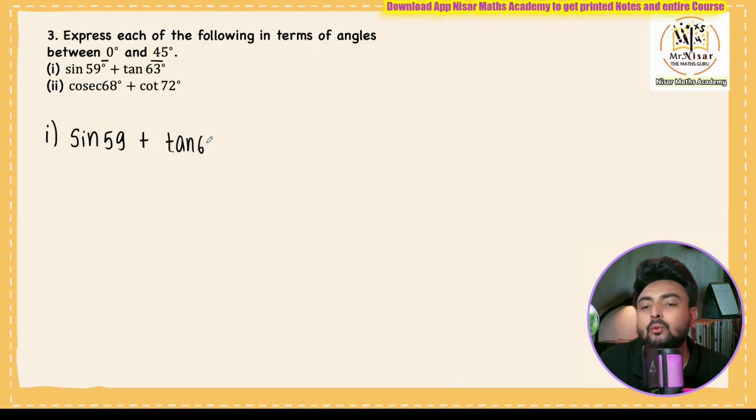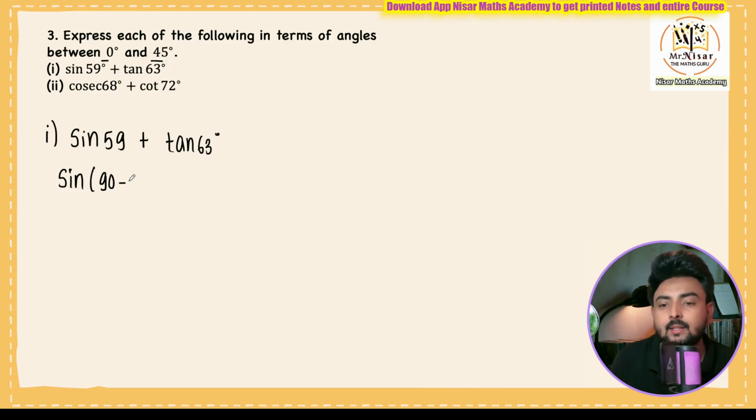So simply what I have to do here, sin 59. Can I say that this is sin 90 minus how much becomes 59? Say me the answer. Yes, it's 31. 90 minus 31 plus, and here 63 means what? In terms of 90, 90 minus how much becomes 63? So 90 minus 27. So 90 minus 27 is 63.